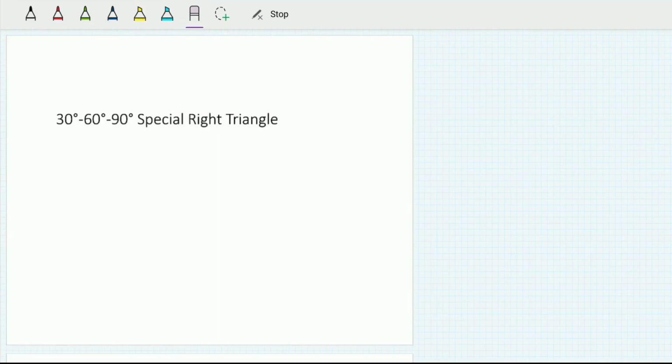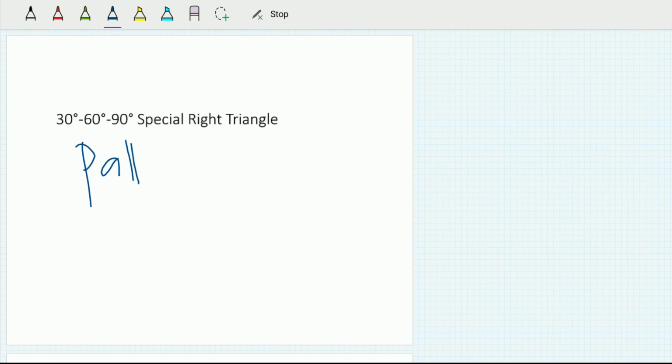This video is going to be about the 30, 60, 90 special right triangle and how to solve some examples. Some of them will be really, really basic, and then we'll get into more complicated ones very fast-ish. Same thing as the other 45, 45, 90. We're going to do it two different ways, right?